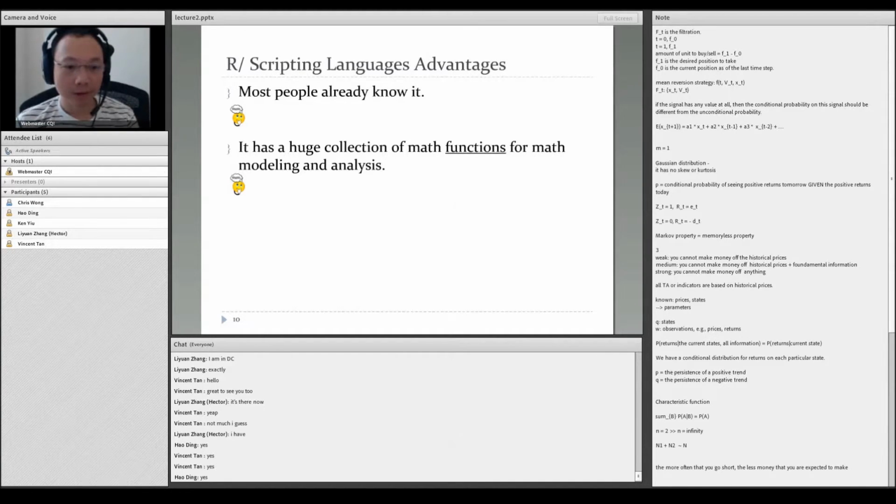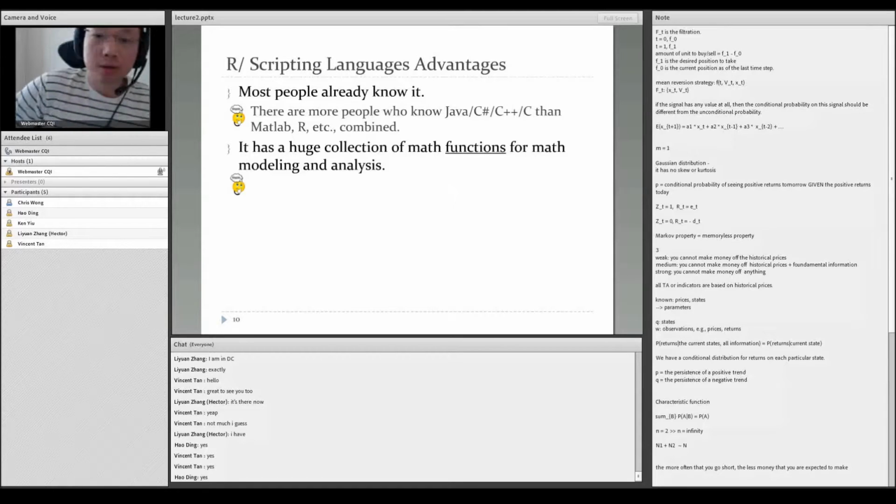But are these reasons valid? Let's take a look. Most students know R, but in fact I think there are more Java, C Sharp, C++, and C programmers combined than R programmers. I think in Java alone there are already a million people that can program professionally.